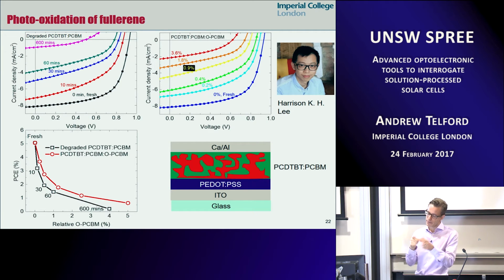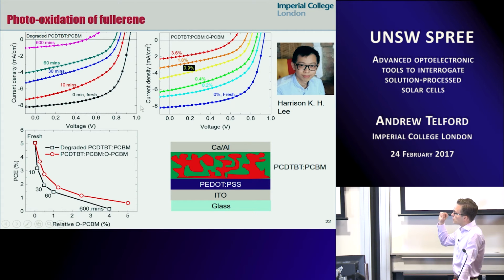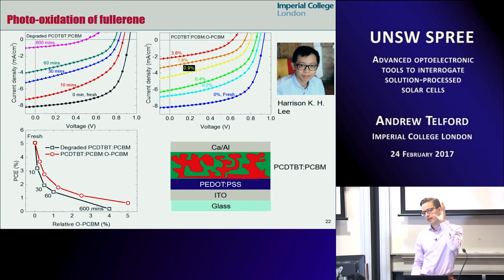So what they do is they make the blend film, and then they expose it to one sun illumination in air, and afterwards they deposit the contacts and look at the JV response. They deposit the contact afterwards so that we can exclude the degradation of the contacts themselves. And you can see that as the exposure time to light increases, the JV curves become worse and worse. Now, interestingly, they could reproduce the same behavior by using a fresh PCDTBT and blending it with PCBM photodegraded, photooxidized separately.